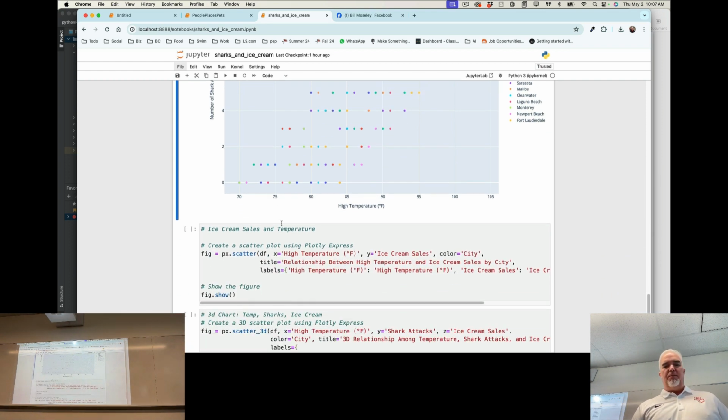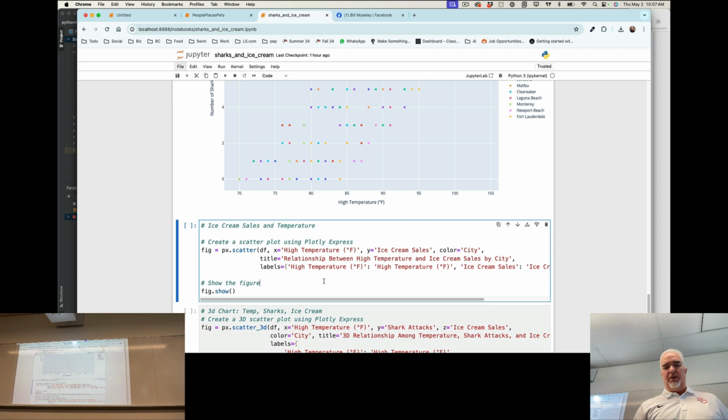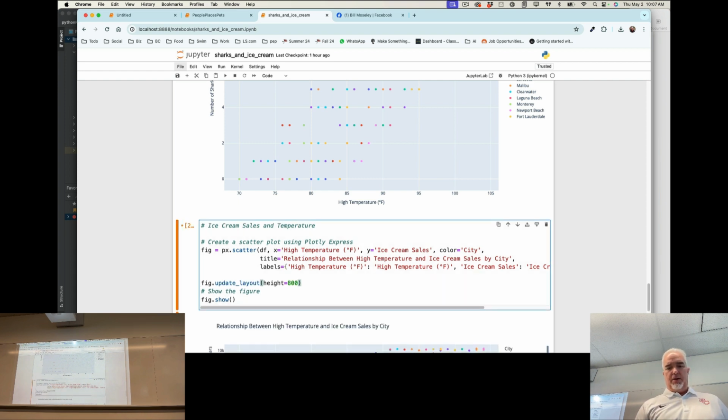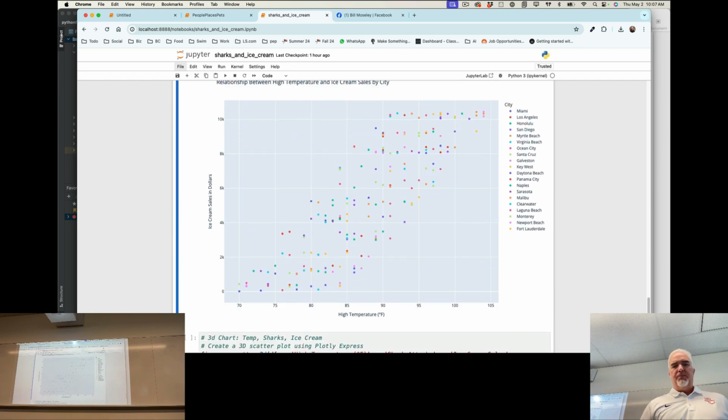Now, if I do the same thing with ice cream sales and temperature, let's make that 800. There we go. Similar trend, right? Ice cream sales. Now, this is kind of a no-brainer. Of course, people are going to buy more ice cream when it's hotter outside. And interestingly enough, when it's hotter outside, shark attacks go up.